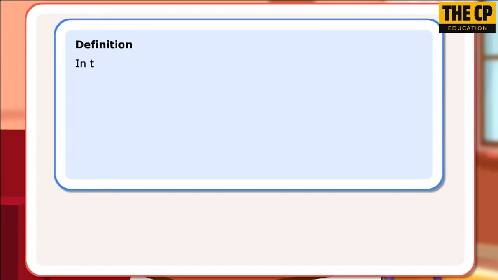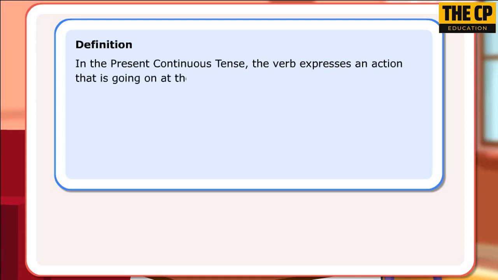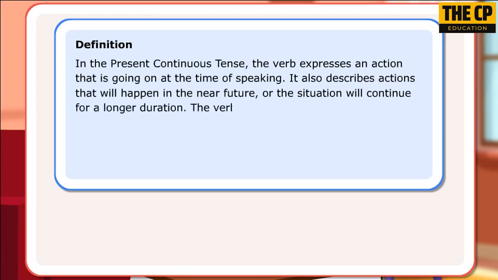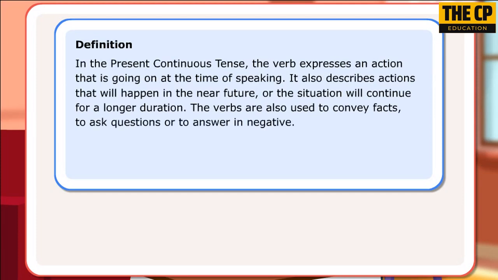Definition. In the present continuous tense, the verb expresses an action that is going on at the time of speaking. It also describes actions that will happen in the near future, or the situation will continue for a longer duration. The verbs are also used to convey facts, to ask questions, or to answer in negative.